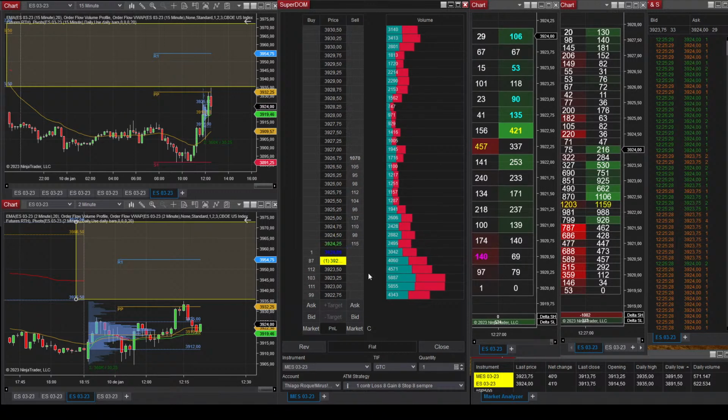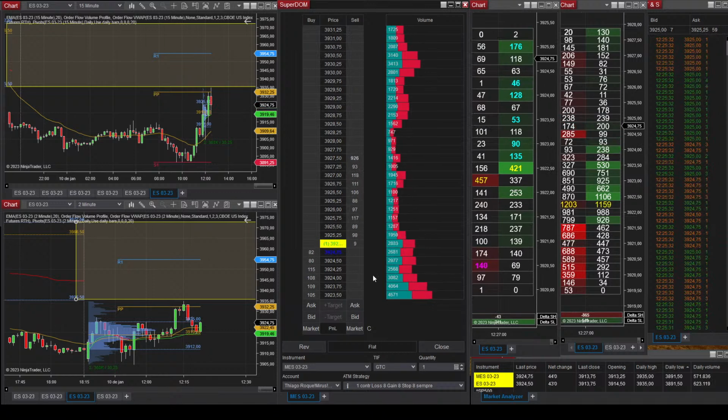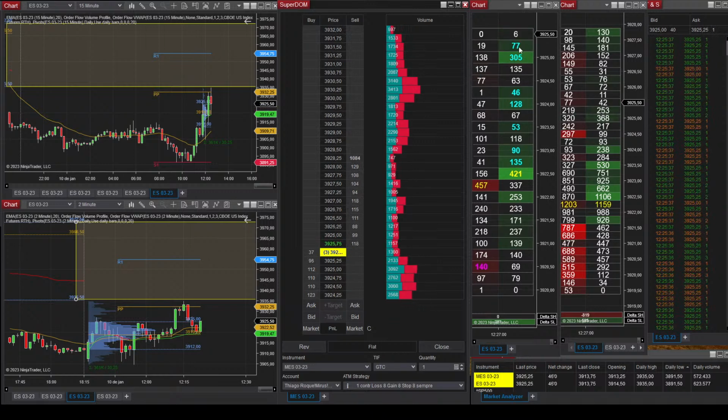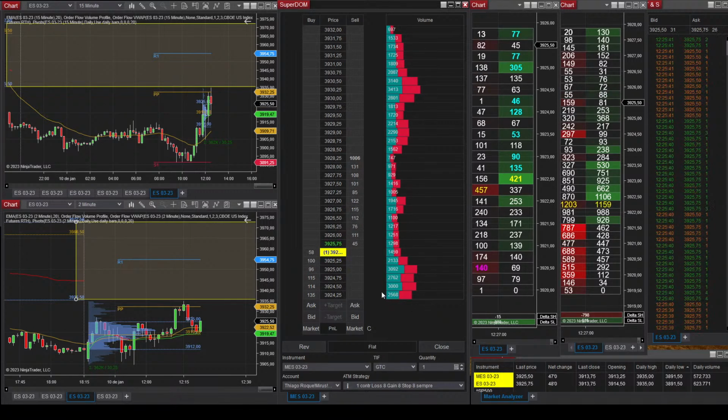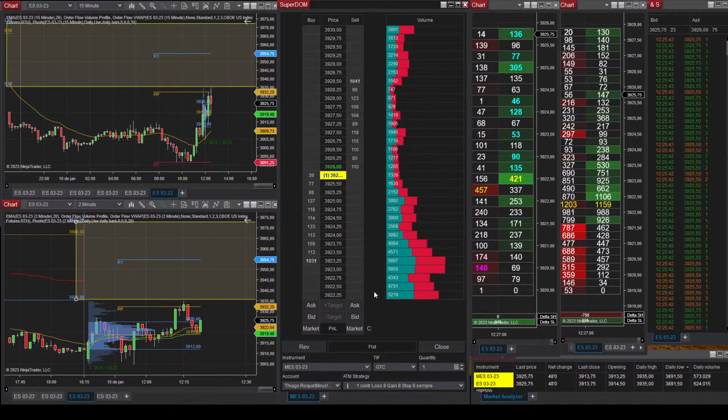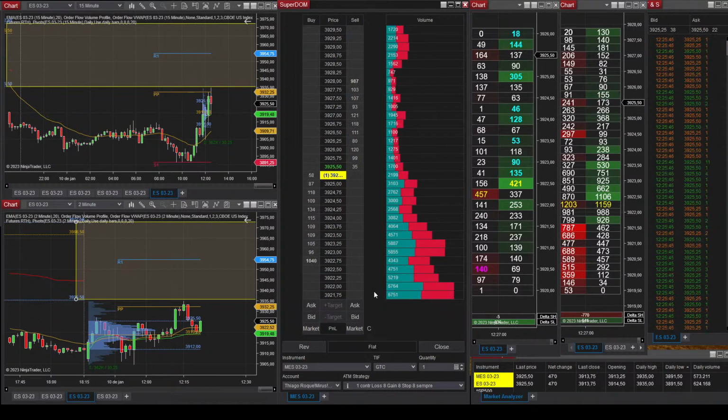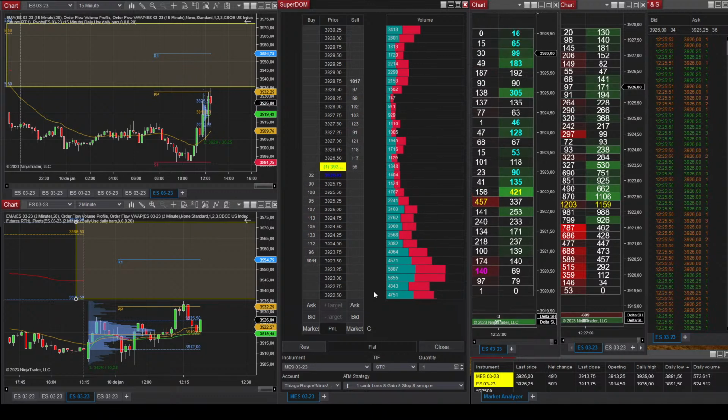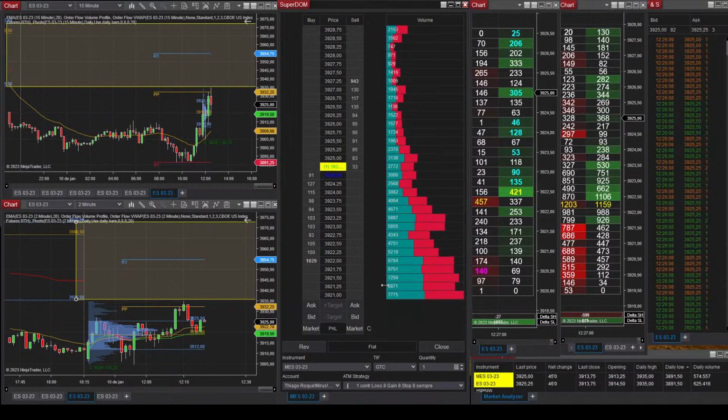Let's see what happens in 25. Will it break? Kind of rejection, but they're putting pressure. They are trying here. Let's see. Maybe this time. I think that should have moved upward faster than it was.